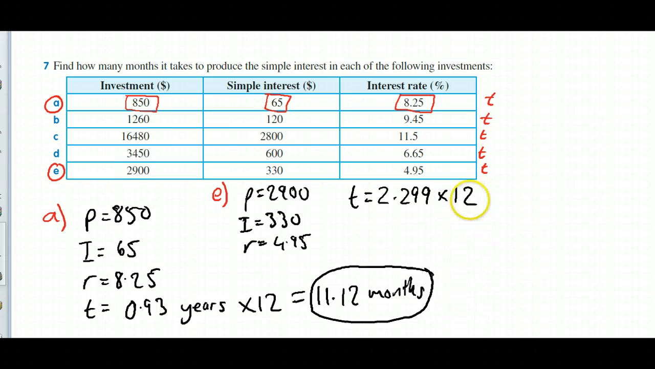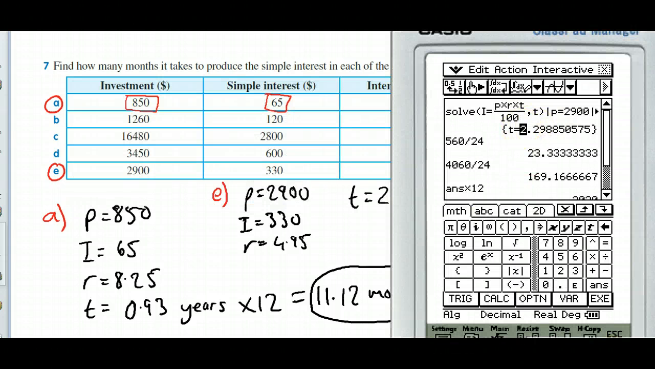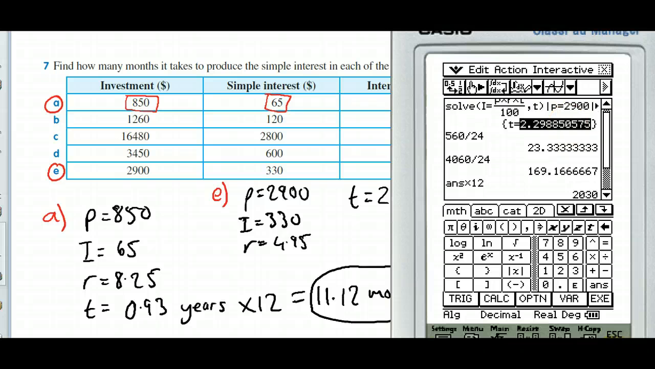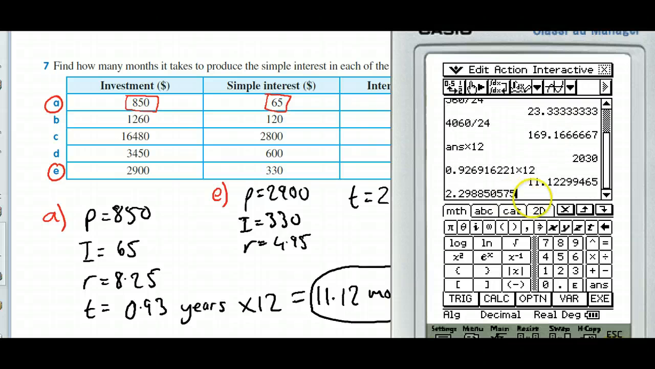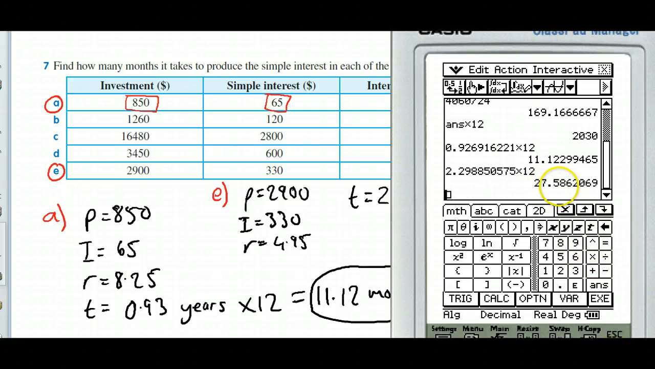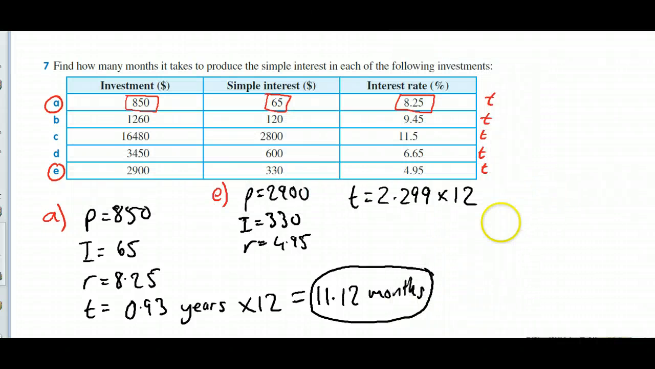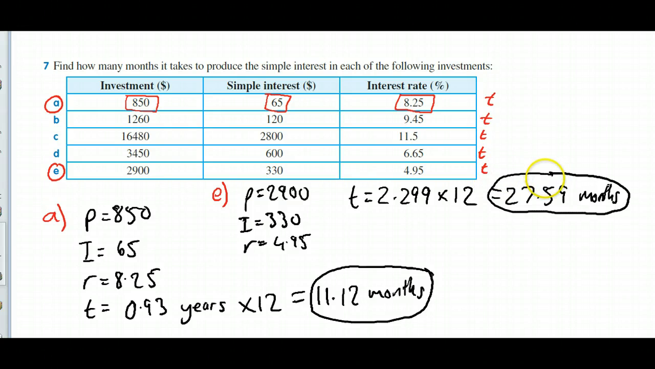So that's in years, so we've got to multiply it by 12 again. Let's drag it down here and multiply it by 12 to get 27.59 months. Okay, so those are our two answers. If we wanted to round it off, that'd be 28 months, and this would be 11 months. But it doesn't actually say to round it off, so let's give an accurate answer to 2 decimal places.